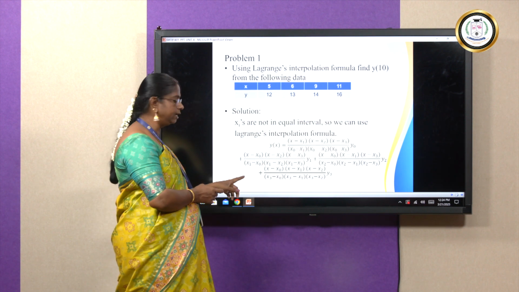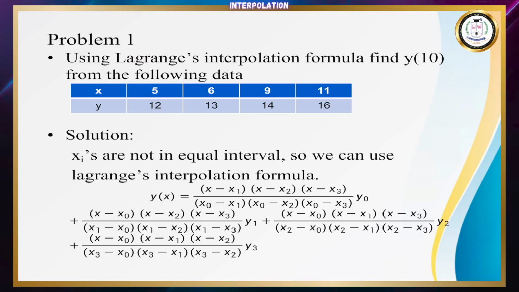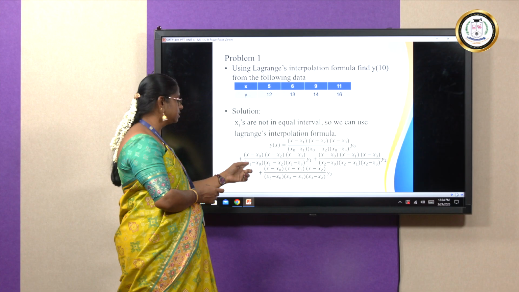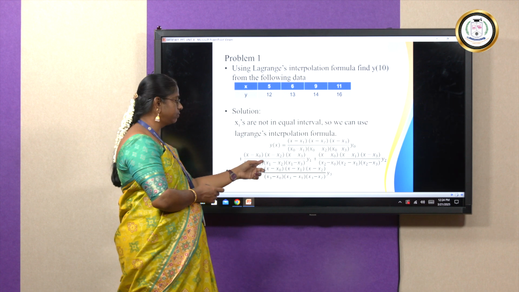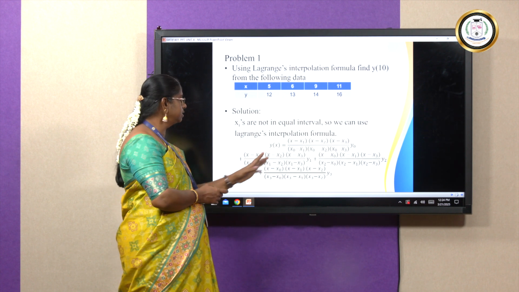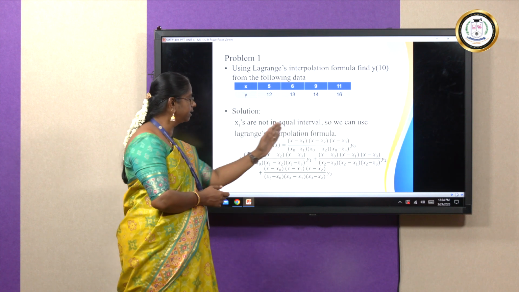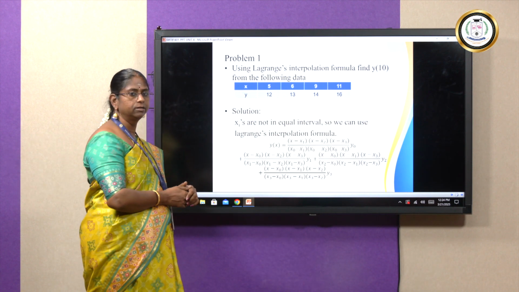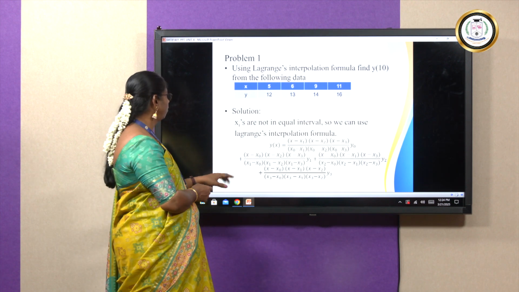Similarly, in the second term, x1 is not considered. So we have taken the differences x minus x0, x minus x2, x minus x3. So what is not taken? x1, that is considered in the denominator place: x1 minus x0, x1 minus x2, x1 minus x3. Then the corresponding y value is written. Similarly, I can write all the remaining terms till y3. So this is my interpolation formula.